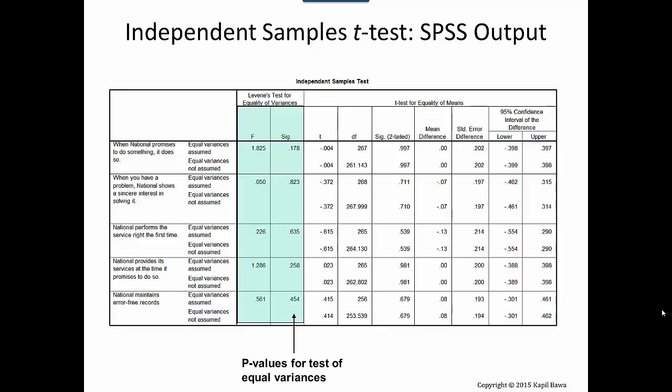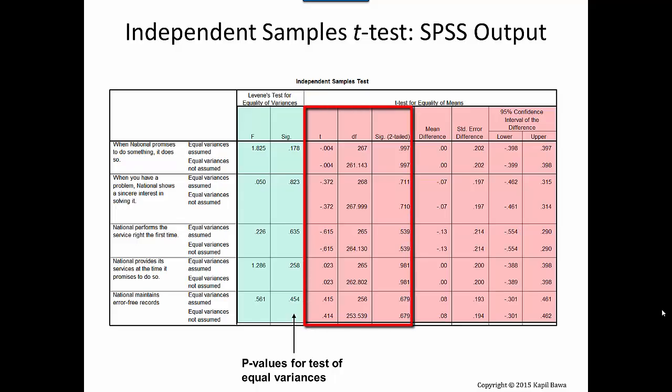The first two columns labeled Levene's test relate to the test of equal variances. The first column labeled F shows the value of the test statistic for that test, and you can ignore that. The next column labeled SIG shows the p-value for that test. The remaining columns relate to the test of equality of means, that is the independent samples t-test, which is what we are mainly interested in.